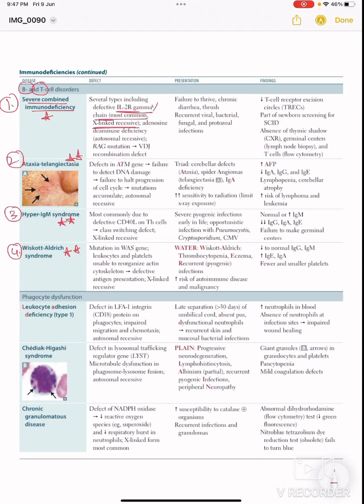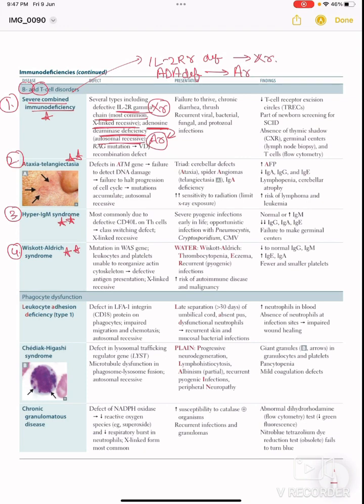This is an X-linked recessive disorder, or it can also be an autosomal recessive disorder if adenosine deaminase deficiency is the cause. So there are two causes of SCID. First is interleukin 2 receptor gamma chain defect, or second, adenosine deaminase deficiency. If adenosine deaminase deficiency is the cause, it is an autosomal recessive condition. If interleukin 2 receptor gamma chain defect is the cause of SCID, then it is an X-linked recessive condition.